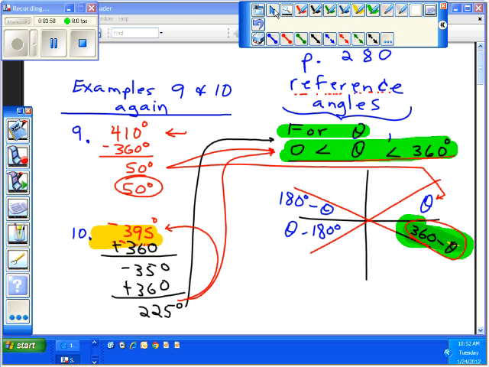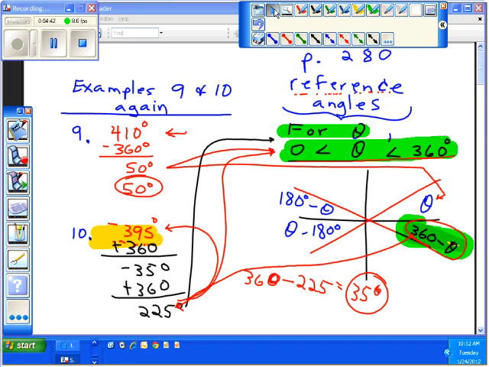So now we can apply this rule not to the original negative 395, but to an angle coterminal with it that lies between 0 and 360, 225. So now we apply the formula 360 minus the angle 225, and we get positive 35 degrees. So that's the correct way to approach that problem: add 360s or subtract 360s so that we get a coterminal angle that lies between 0 and 360 degrees. Once we fit that criteria, then we can apply those little formulas.